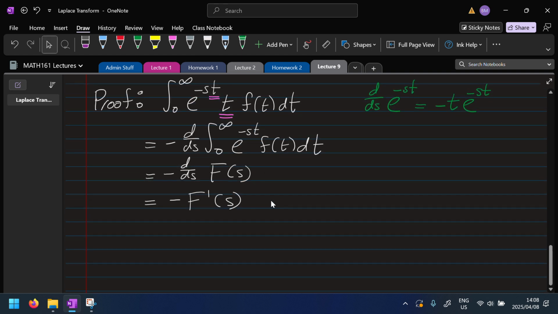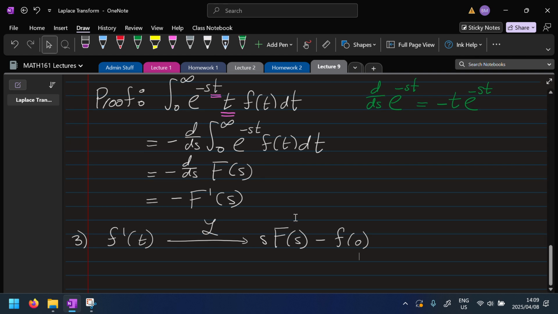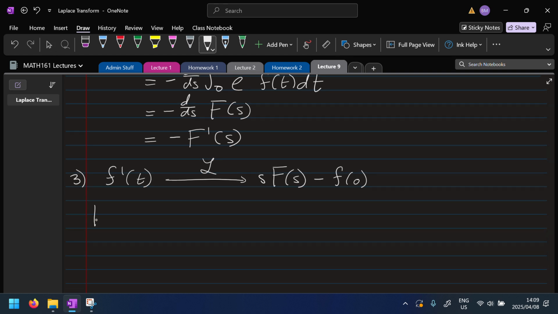Let's have a look at property number 3. So here we have f prime of t. Again, the little f gets sent to capital F. But if we have the derivative, then this gets mapped using the Laplace transform to s times the Laplace transform minus f at 0. So how do we manage this? Well, proof.